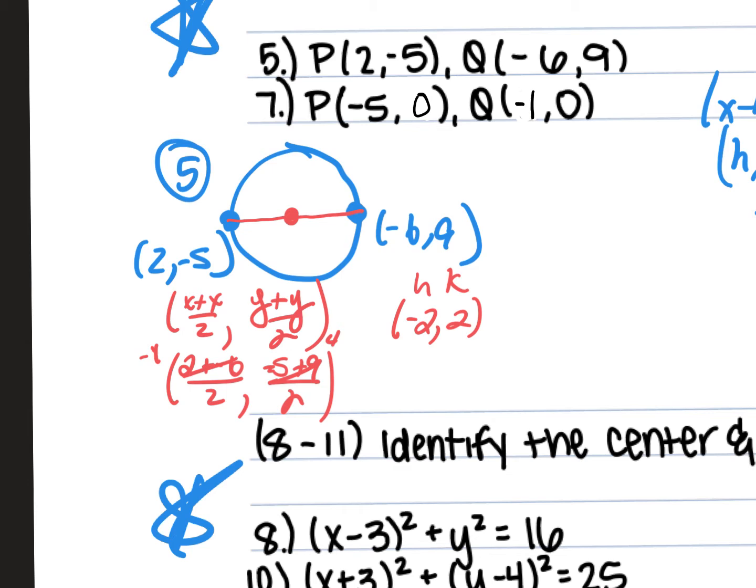So now I have enough information to find the radius. There's actually 2 ways you can find the radius. What's one of the ways? Radius is what? Distance formula. Good. So I would find the distance between the midpoint and one of the points, one of the endpoints. What's another way I could do it without using the midpoint?